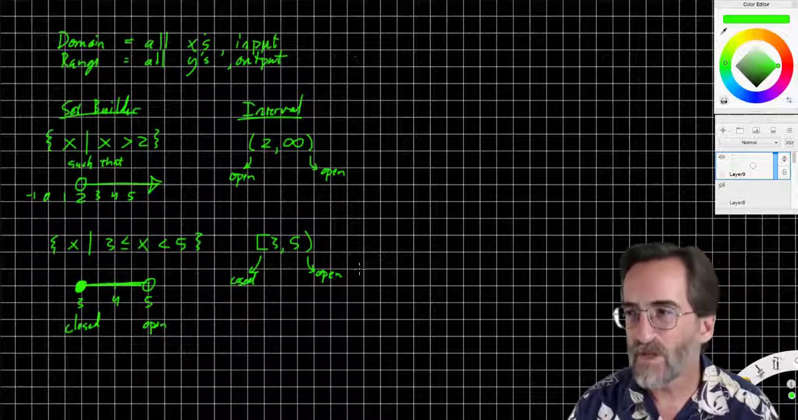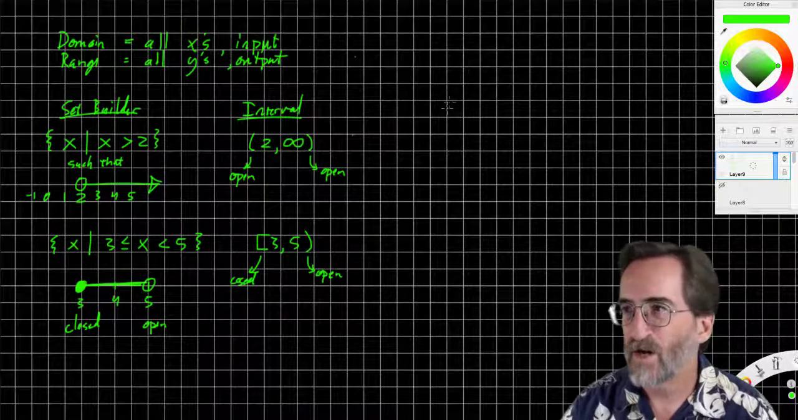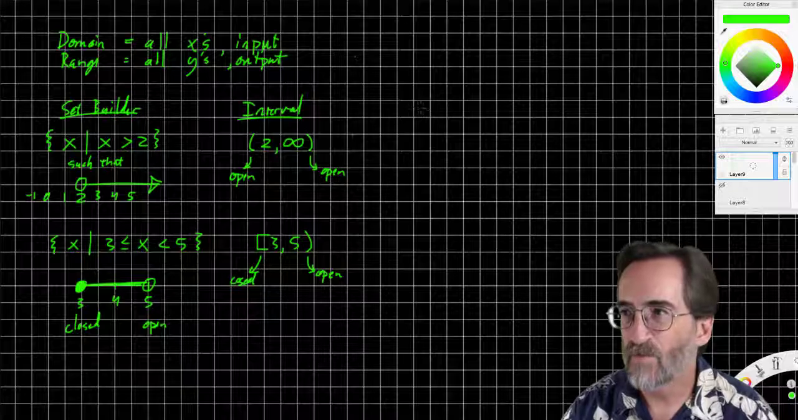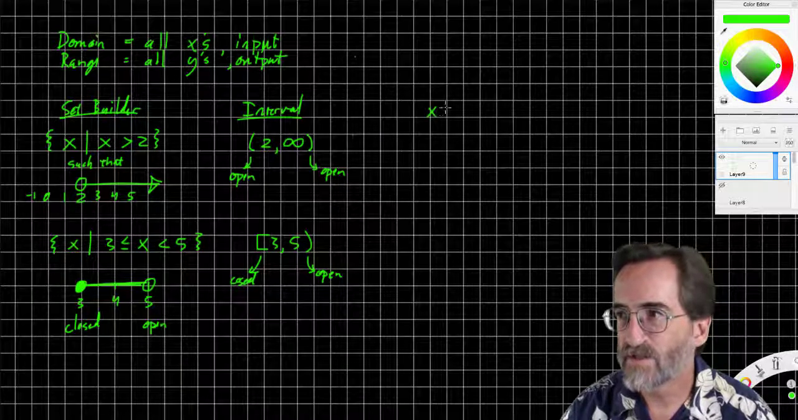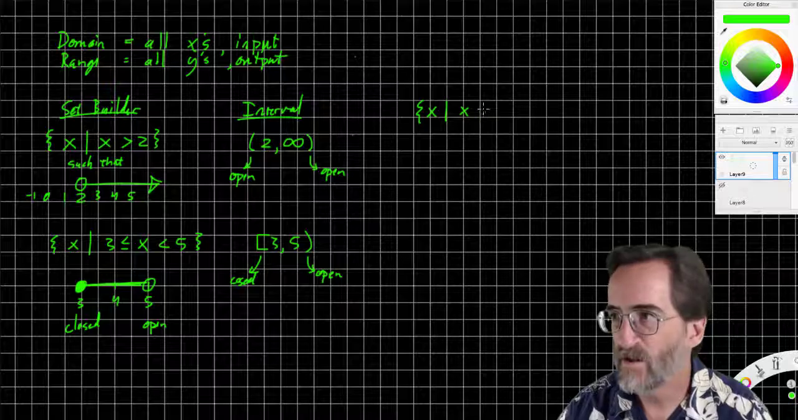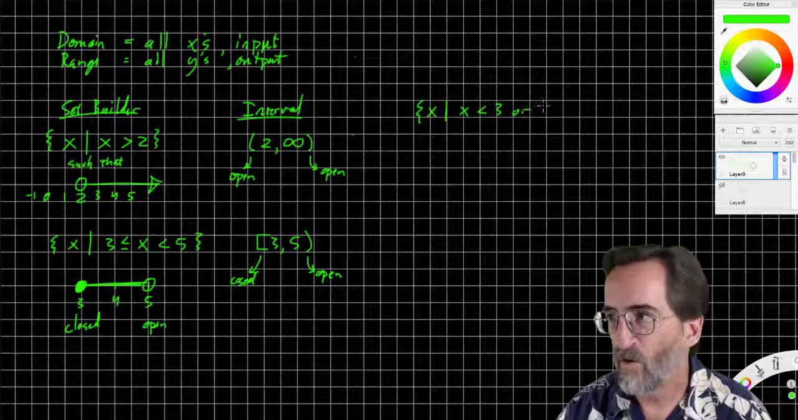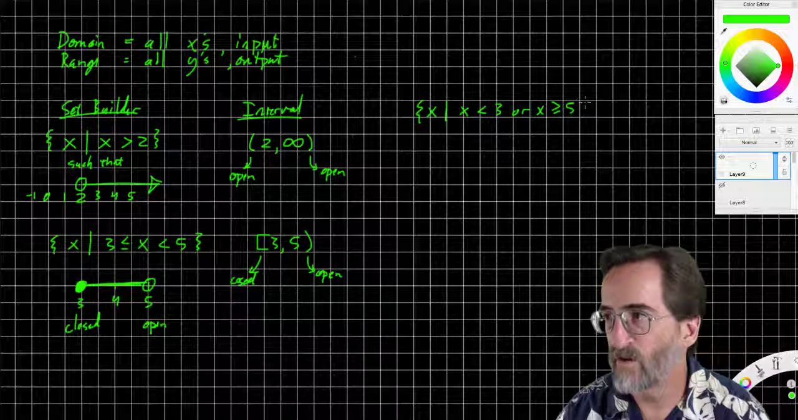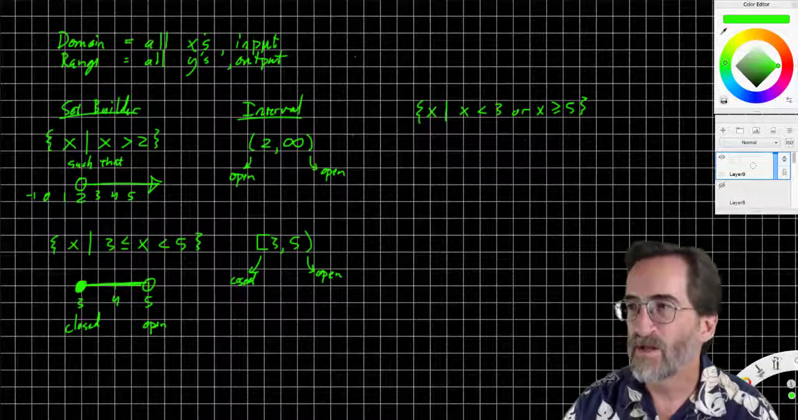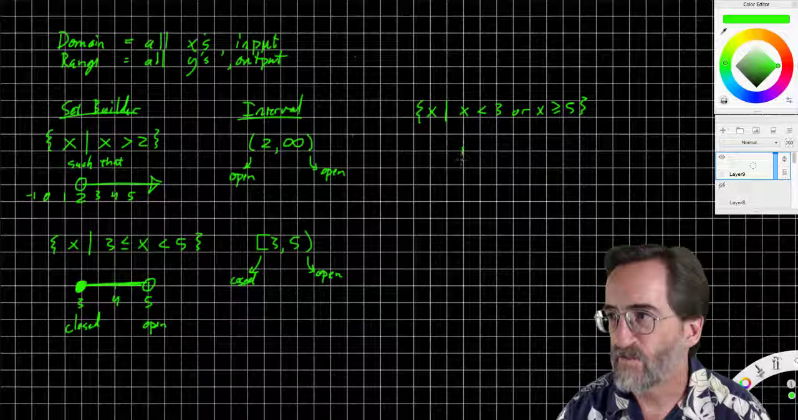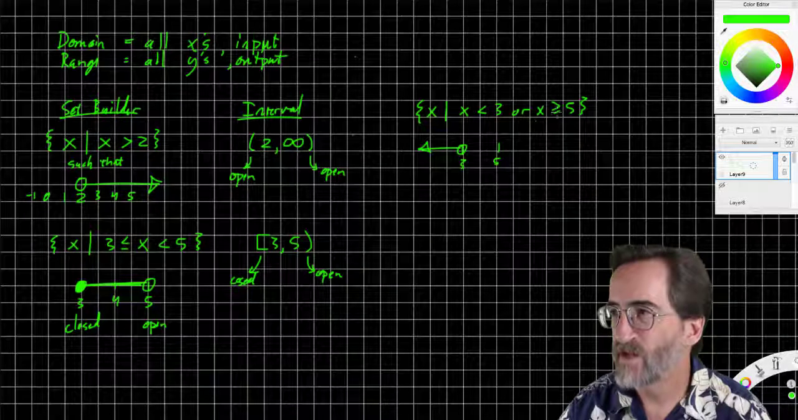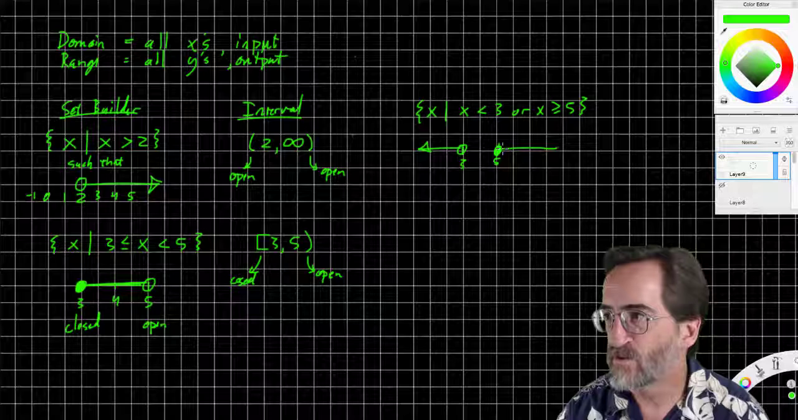Some other notation here. If we want to combine sets, we might say in set builder, x such that x is less than 3, or x is greater than or equal to 5. And the graph of that would look something like this, if this is 3 and this is 5. Less than 3 would be an open circle at 3 with an arrow pointing to the left. Greater than or equal to 5, we fill in the circle and shade to the right.